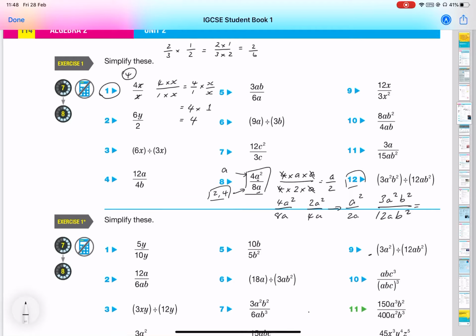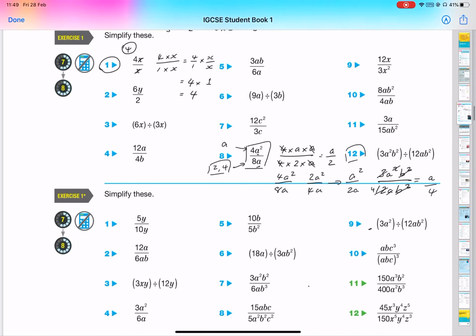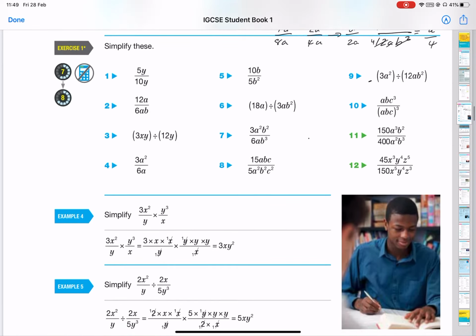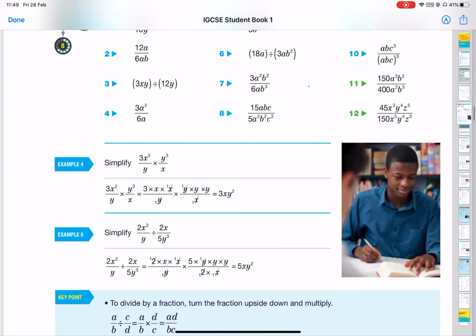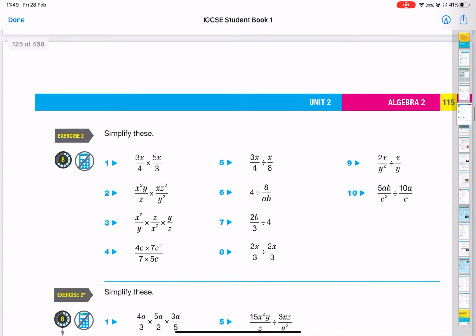So what's going to happen? The b squareds are going to cancel. One of the a's is going to cancel. And the 3 is going to cancel with the 12. 12 divided by 3 is 4. So what am I left with? A mess. A really horrible mess, but it's just a over 4. Okay, so that there is just a very, very quick explanation as to why cancelling happens. And the rest I'll let you have a go at just practicing those.